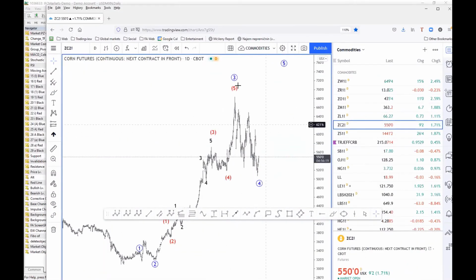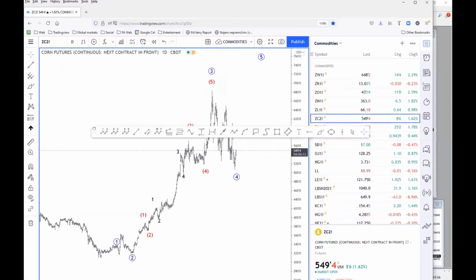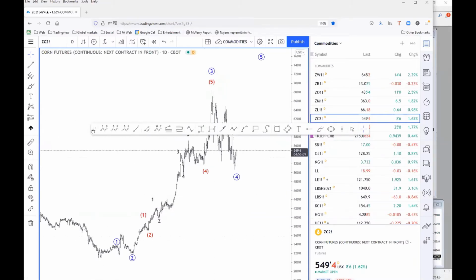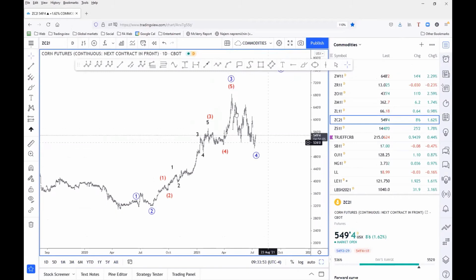And here we have seen a very nice pullback as well. Do you see charts? Yes, absolutely. Of corn, yeah. Okay, so here we have a very nice pullback for wave 4. Looks like an overlapping 7 swing move back to the area of a former wave 4. So almost like a textbook formation that can cause more upside.